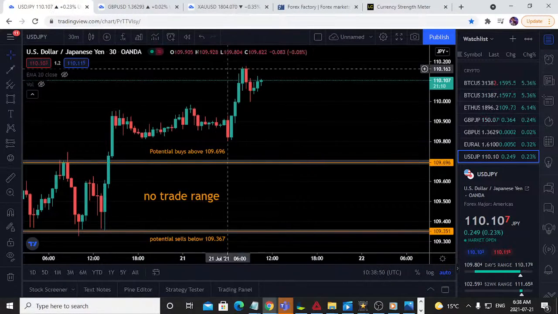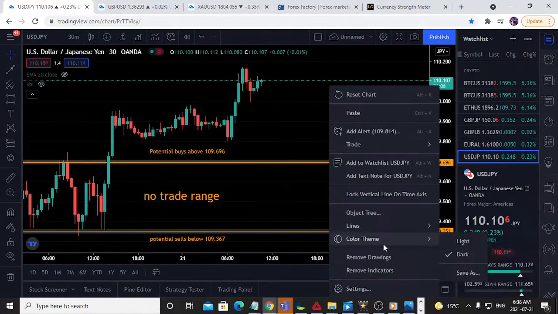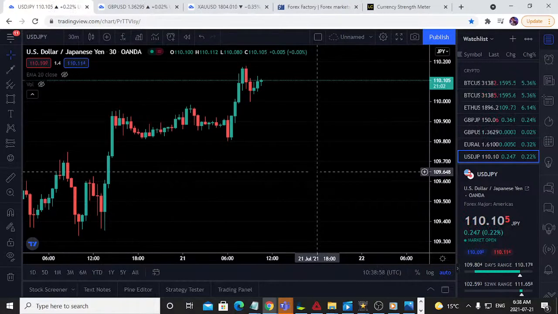So we're going to be trading USD JPY today in GU. We're going to do a fresh analysis on UJ right now. So I'm just going to remove everything here.